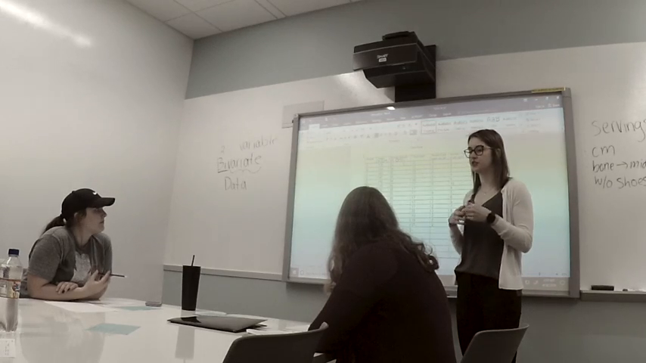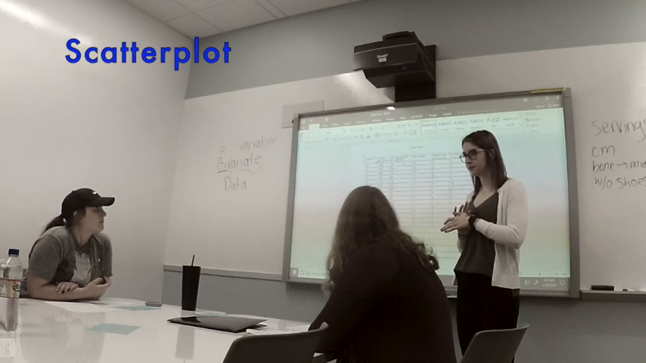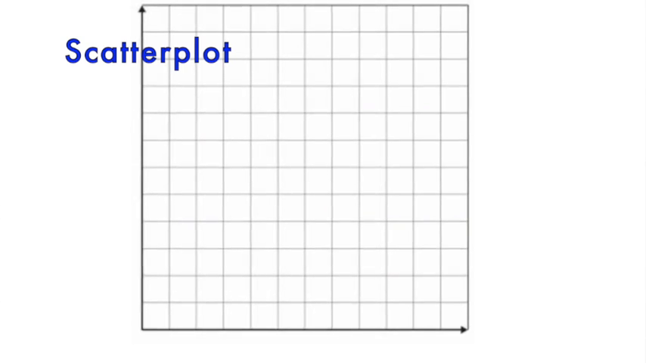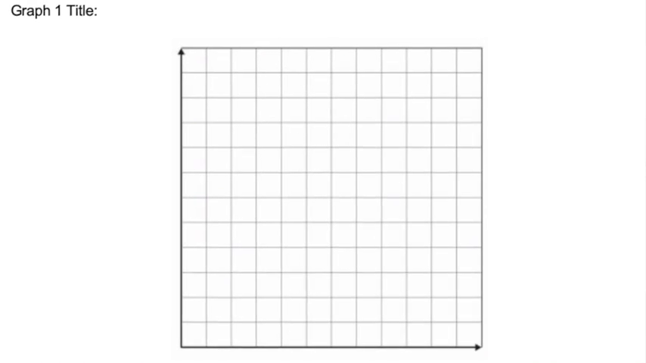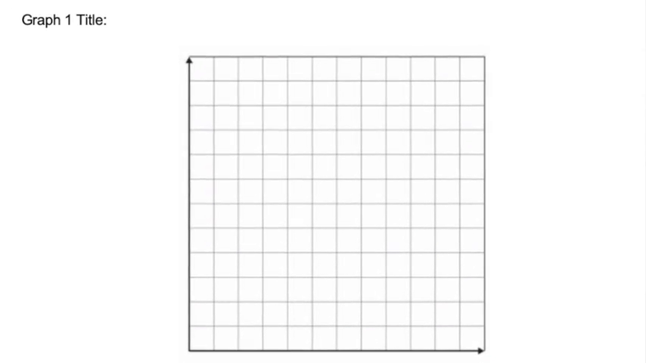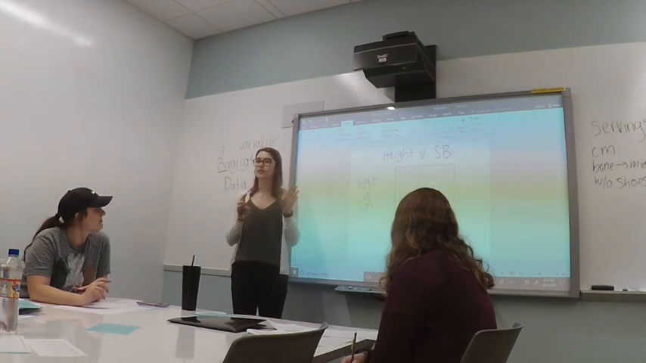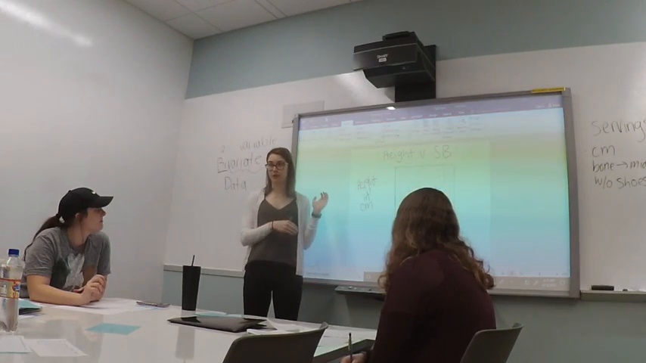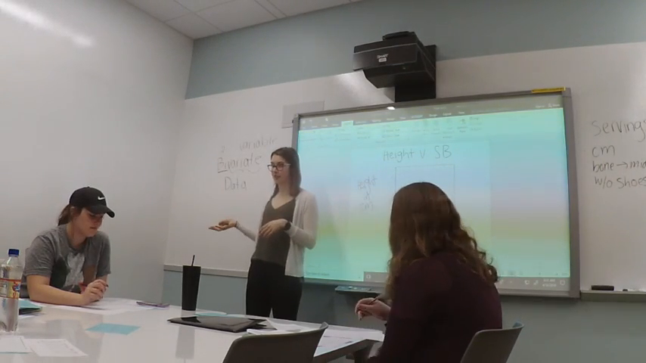I want to introduce you to the other way that we can represent bivariate data, which is on a scatter plot. So I'm going to give you this paper now, and you have 4 different blanks. So we're going to start just as a class, we're going to graph height and shoulder breadth on the graph that says graph 1. So a scatter plot, a really important thing, is the whole goal of a scatter plot and a frequency table is to figure out what the association between these 2 variables is.